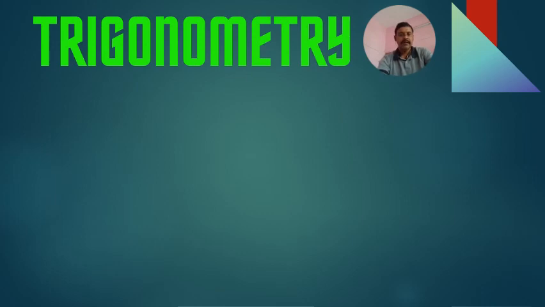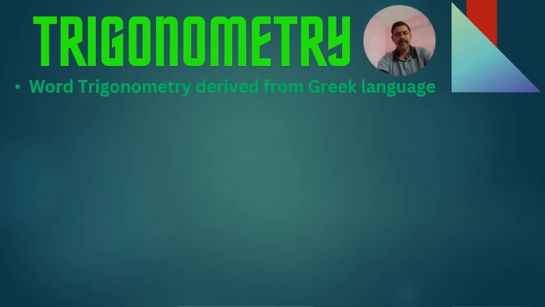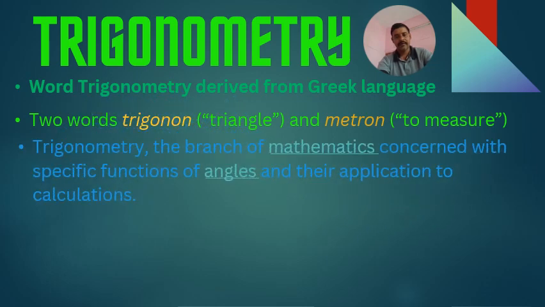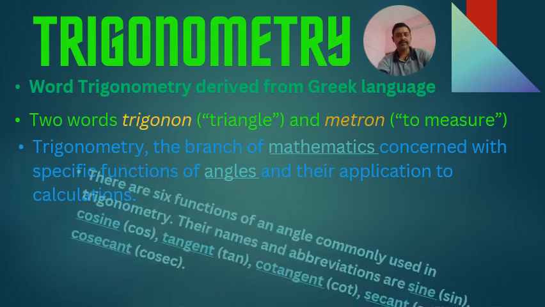Let us have a basic knowledge of trigonometry. What is trigonometry? The word trigonometry is derived from the Greek language, and it is comprised of two words, trigonon meaning triangle, and metron, to measure. Trigonometry is the branch of mathematics concerned with specific functions of angles and their application to calculations.